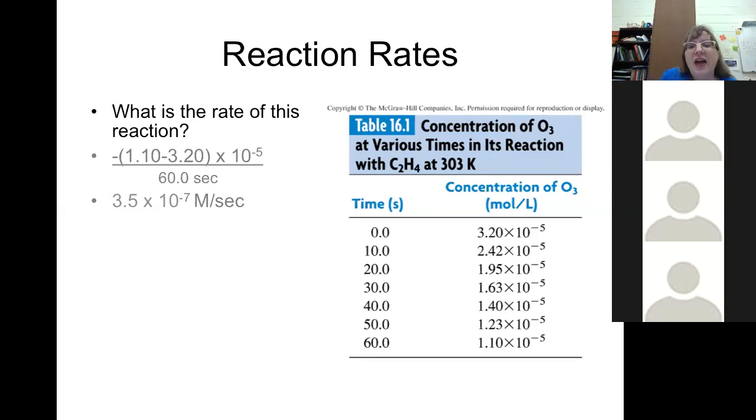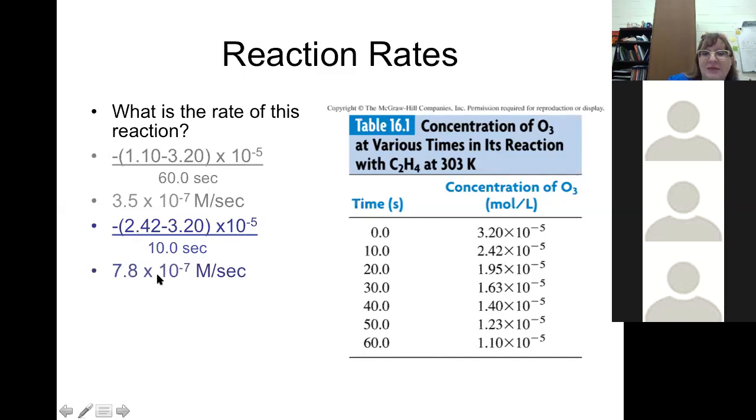Okay, so that represents the slope of our curve. And since we have a curved line, the slope isn't constant. So if we look at the slope at different places, it's going to be different. What I'm going to look at next is, what about in the first 10 seconds? So if I'm looking at the first 10 seconds, I'm going to do my final minus initial, which is 2.42 minus 3.20, and my total time elapsed is 10 seconds. And that's going to give me 7.8.